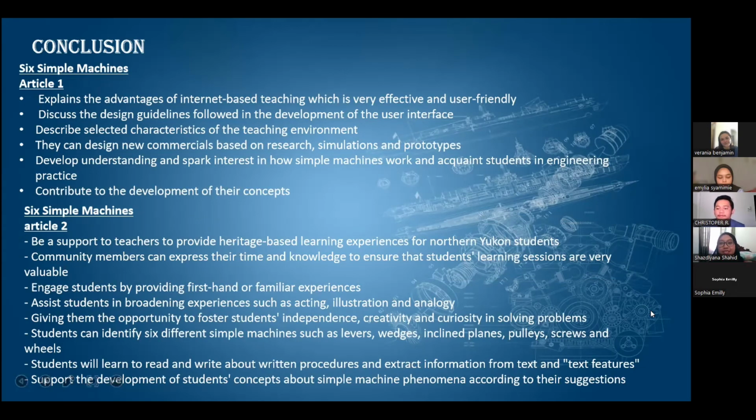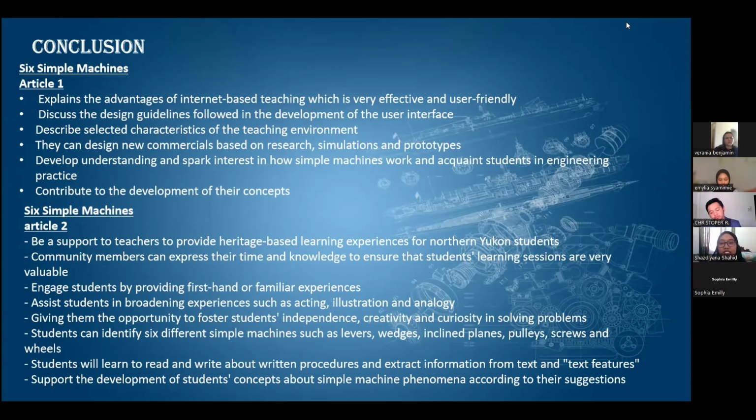My name is Nurjana and I would like to present the conclusion of the topic we have discussed. Accordingly, in the six simple machines, there are many advantages in the field of engineering that can be seen based on the literature review of the two articles we have discussed.